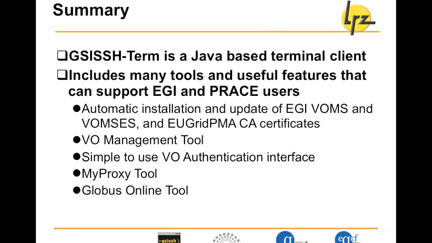In summary, GSI-SSHTerm is a Java-based terminal client but offers a lot more. It has many useful tools and features that can support both EGI and PRAISE users. The most important feature being the automatic installation and update of EGI VOMS and VOMSes and EUGridPMA CA certificates. It has a very useful VO management tool and a simple to use VO authentication interface. Additionally, it provides a MyProxy tool and Globus Online tool. So it is one tool in all for your daily scientific work.